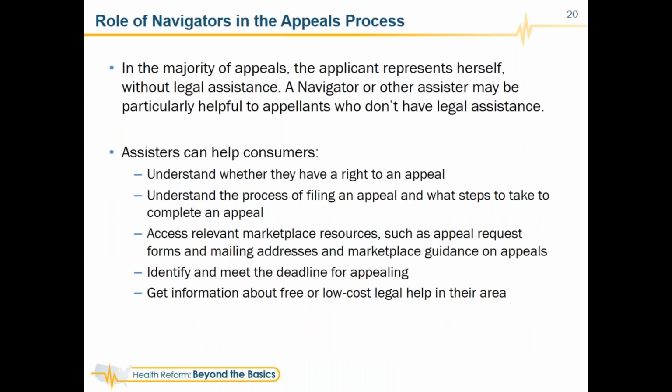So let's dig a little bit deeper into the role of navigators or assisters in the appeals process. In the majority of appeals, the applicant will represent herself without legal assistance. But as I said, assisters can really help consumers understand whether they have the right to appeal, and help them find that information on healthcare.gov, including appeals forms and the grounds for an appeal. They can help access information such as the request form, maybe the eligibility notice that the consumer wants to submit as well. They can help consumers meet the deadlines for appealing, and they also can refer consumers to where they can go to get legal help in their area.